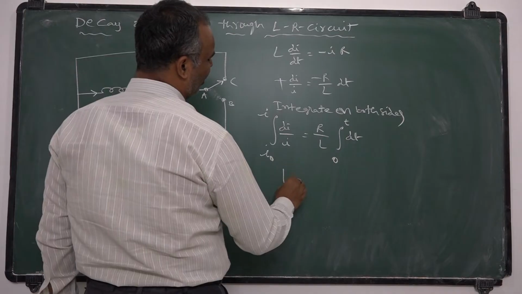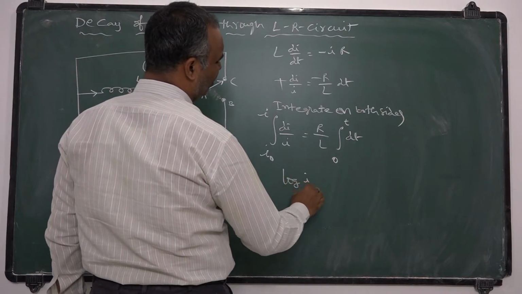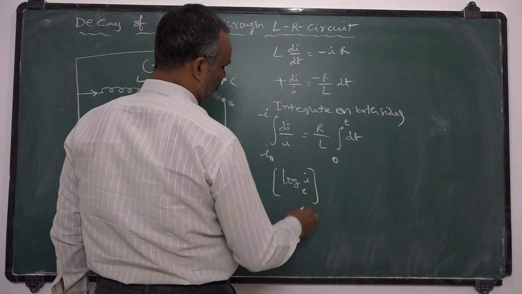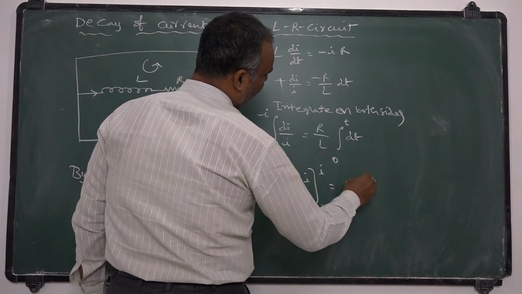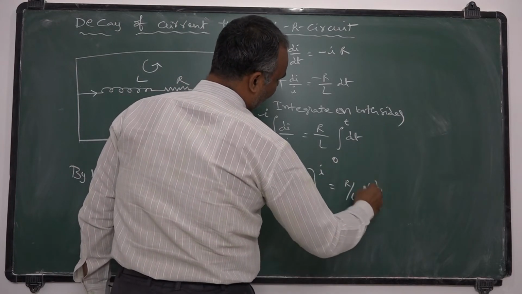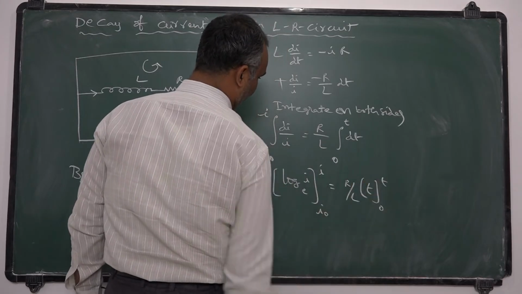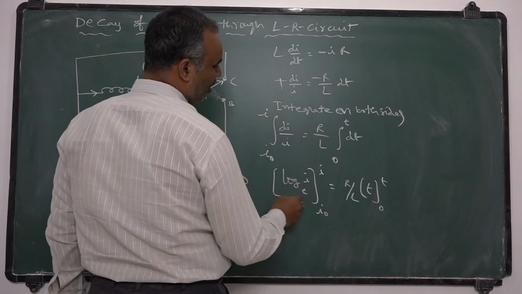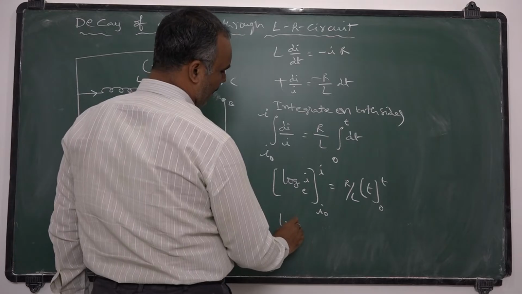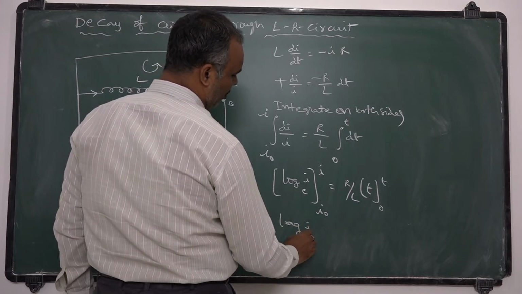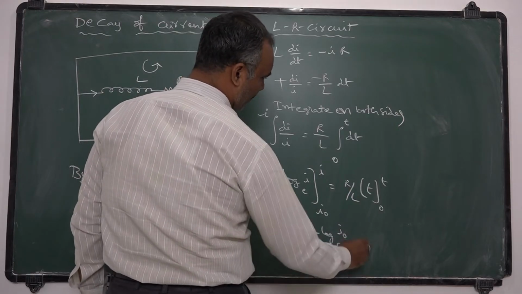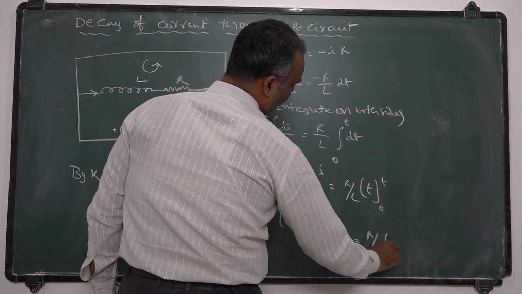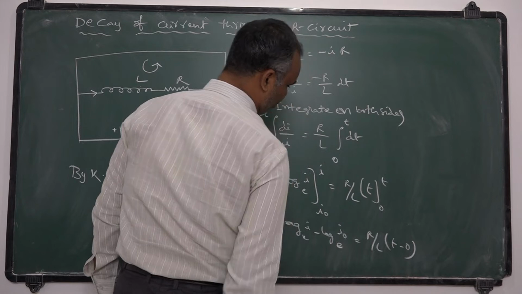Integral di by I is log I to the base e. Limits are from I naught to I. R by L into integral dt is t. Limits are from 0 to t. This is log I minus log I naught. Log I to the base e minus log I naught to the base e is equal to R by L into upper limit t minus lower limit 0.